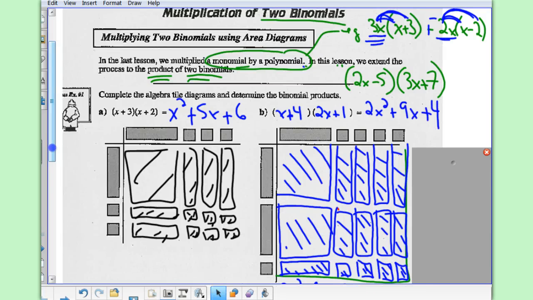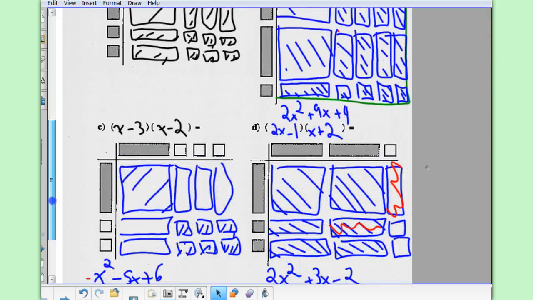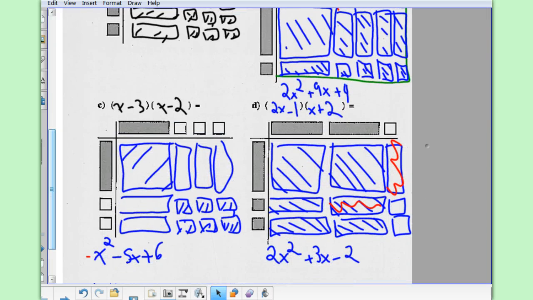So we can multiply binomials times binomials with algebra tiles, but the challenge with this, and I'm not going to do C and D, you can do those if you want, is that it does become quite challenging if you try to do questions like this with variables other than just plain x. So the algebra tiles aren't going to work for all of them, but it's the first way we can see how these work. So what's another method that we could use? Well, if you look ahead in the next slide, we talk about using a diagram. What if we use a diagram?